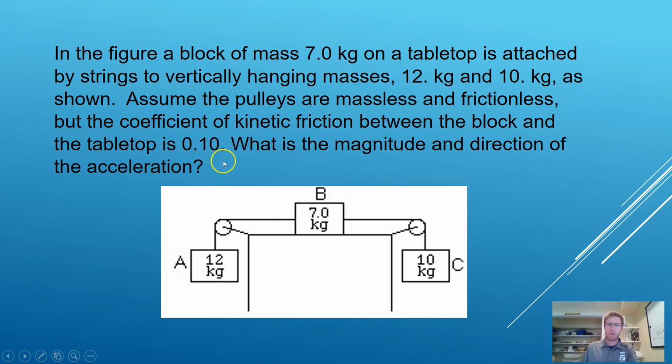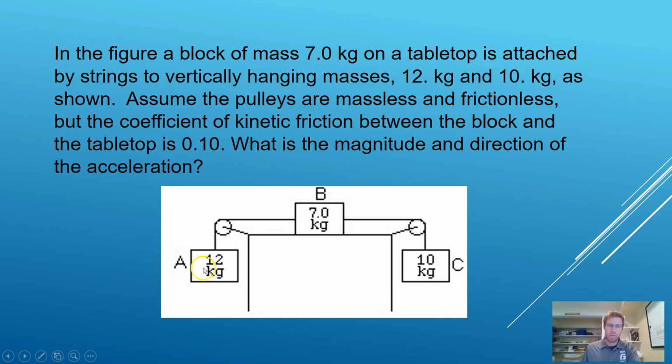So 0.1. I'm going to give you the hint that when you release this system, it's going to have a net force in one direction, so it will accelerate. I'm asking you to determine the magnitude and direction of that acceleration. Based on just that information, I want you to solve for the acceleration of this system.